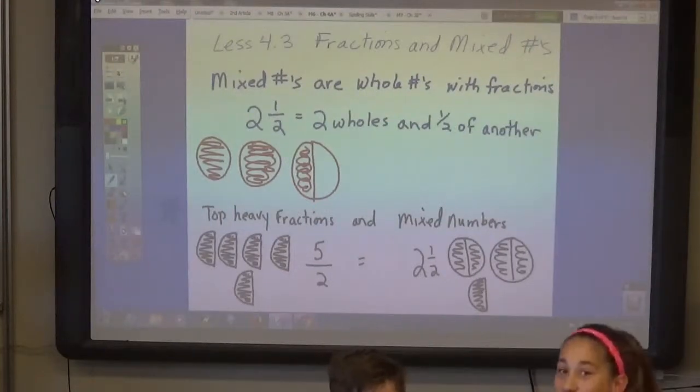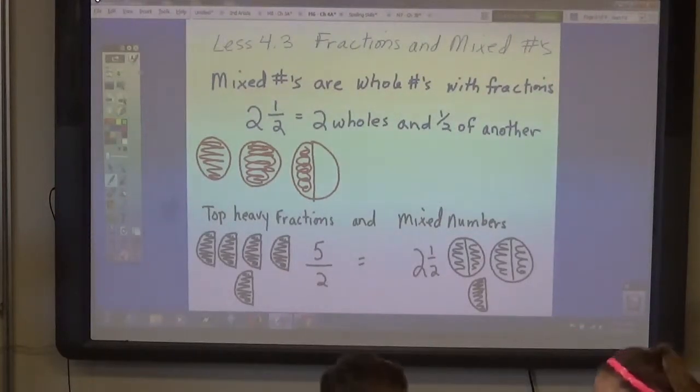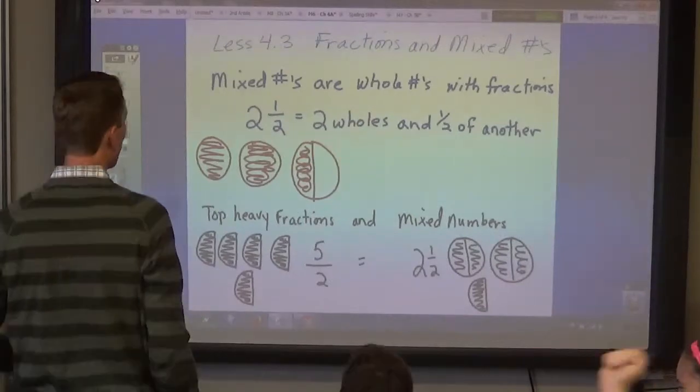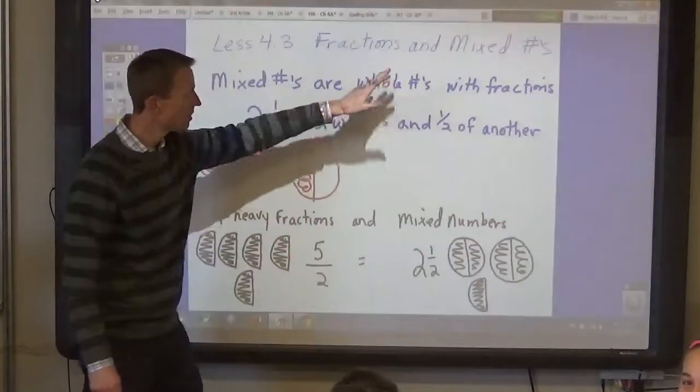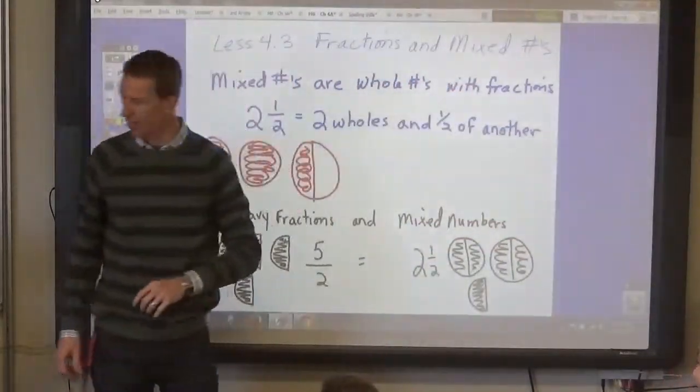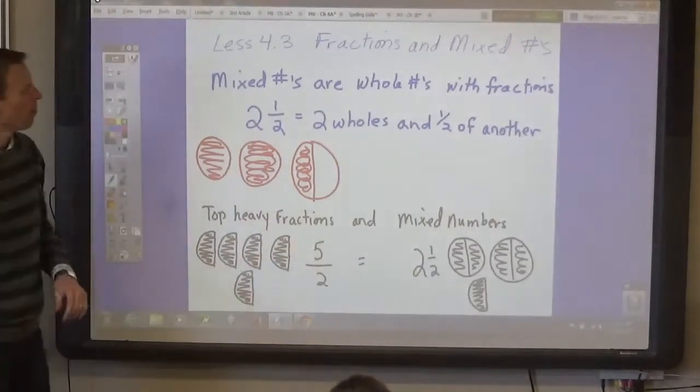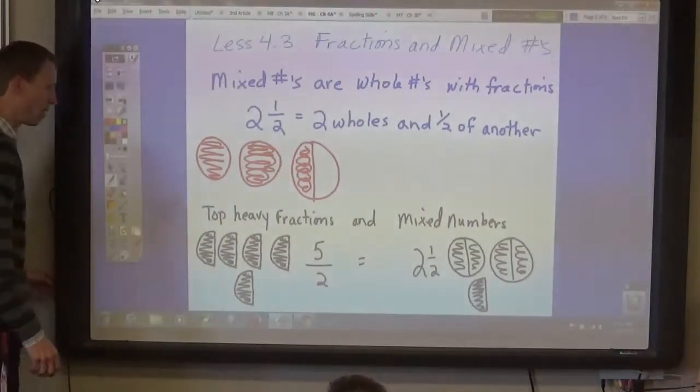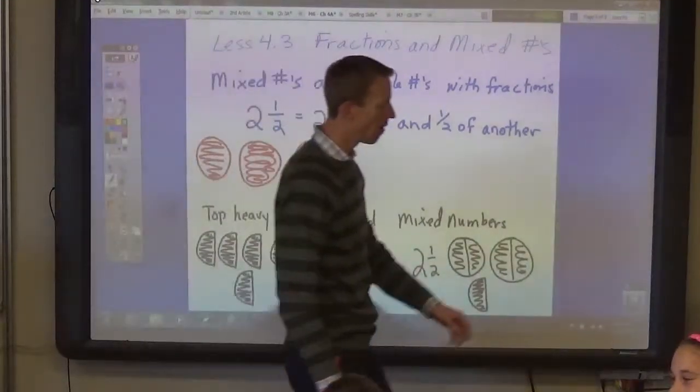Okay, sixth graders, lesson 4.3. We're going to be talking about fractions again, but fractions and mixed numbers, okay? Fractions and mixed numbers. A mixed number is a number that has a whole number and a fraction next to it.